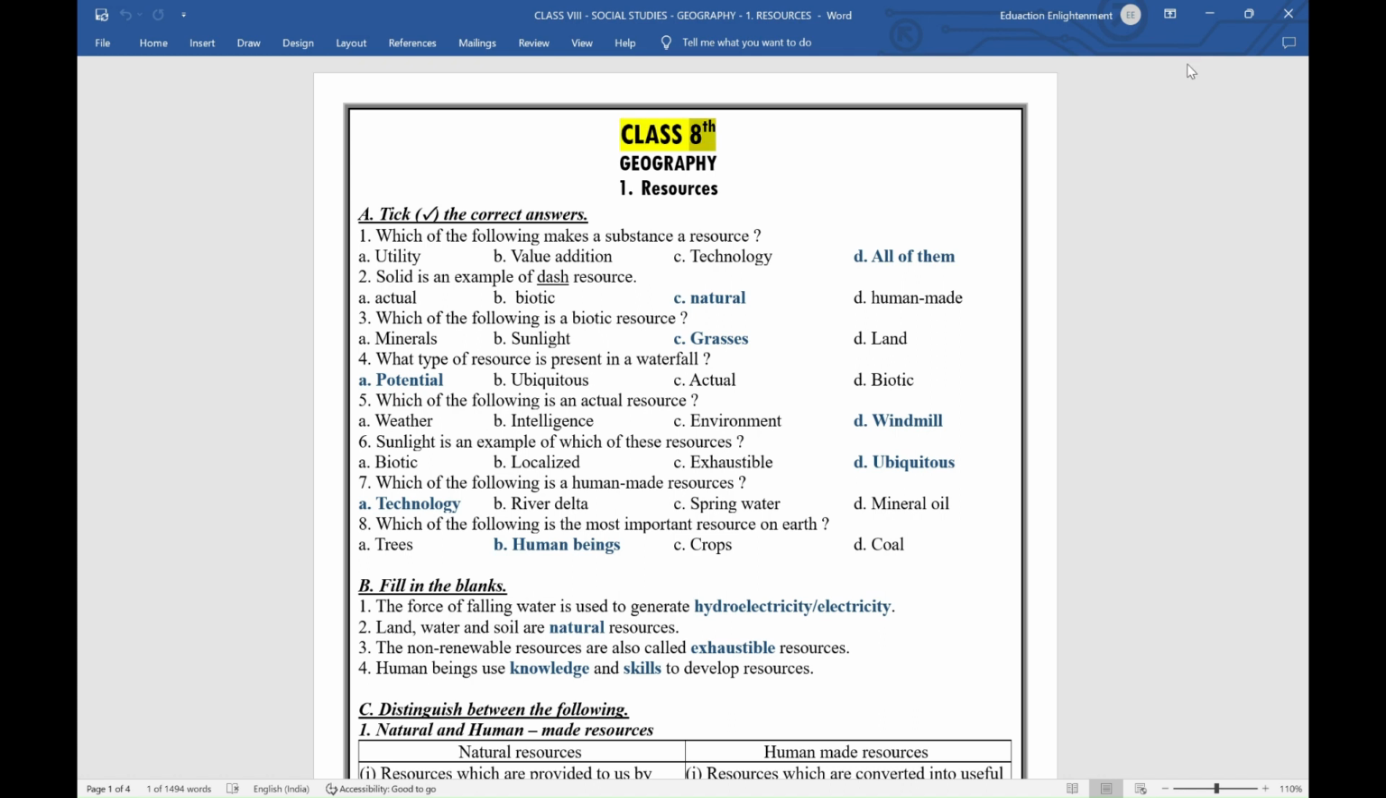Class 8th. Geography. Resources. Tick the correct answers.